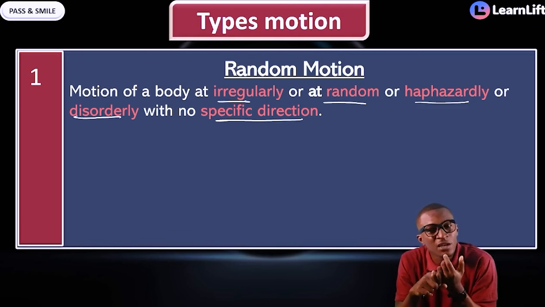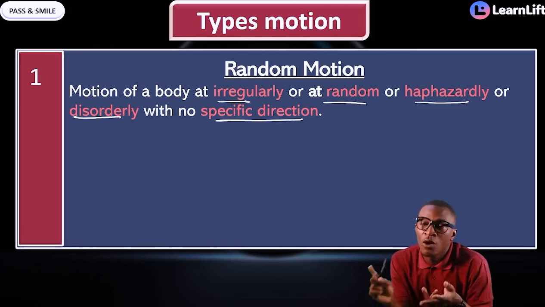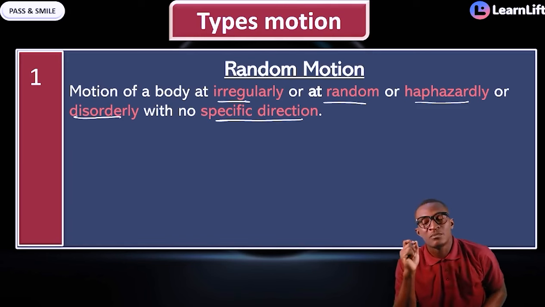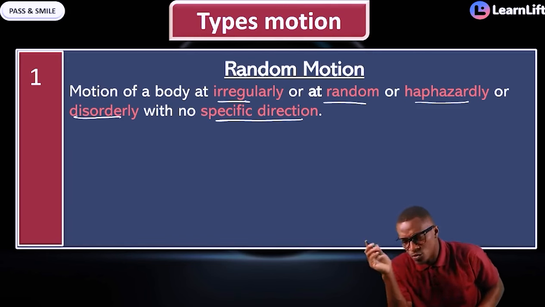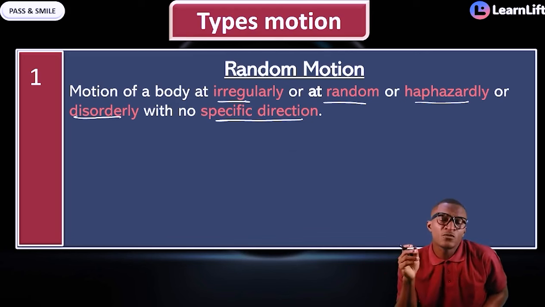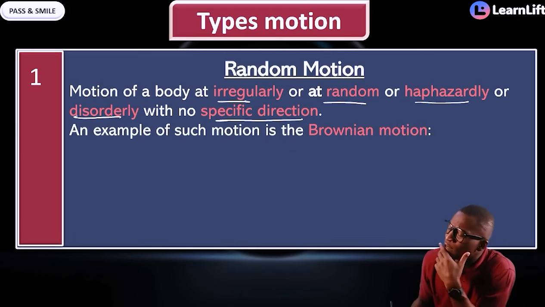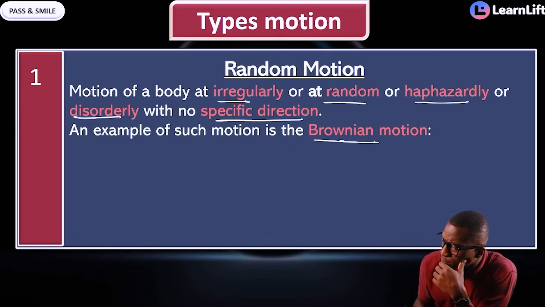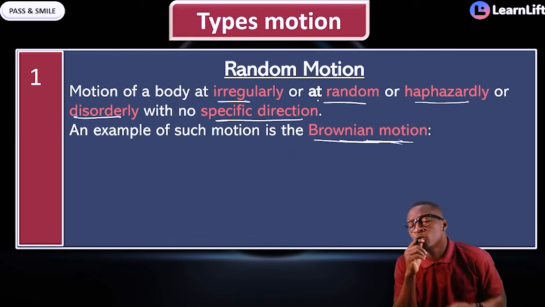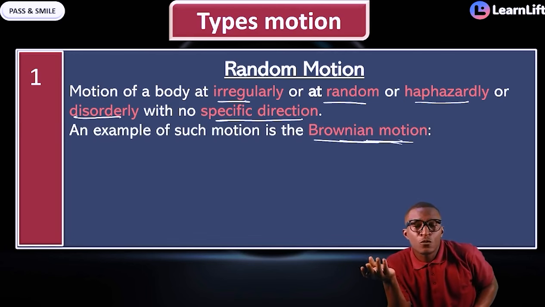It is a motion of a body in an irregular or random or haphazard or disorderly manner. That is, no specific direction. Do you understand? Now, an example of such motion is what we call Brownian motion. Brownian motion is an example of random motion. Now, what are the examples of Brownian motion?